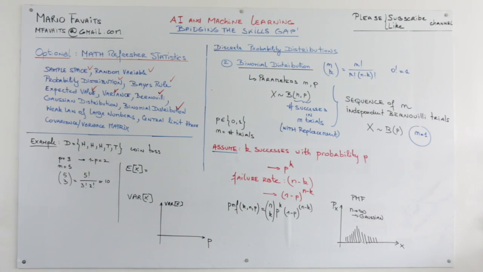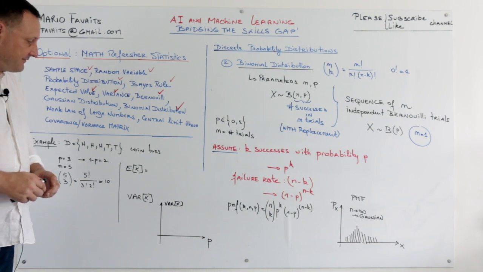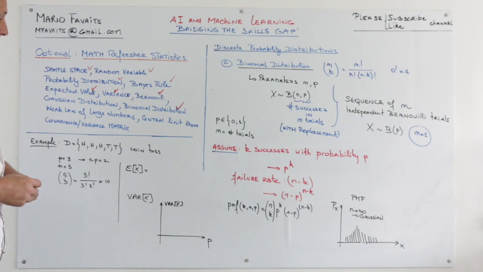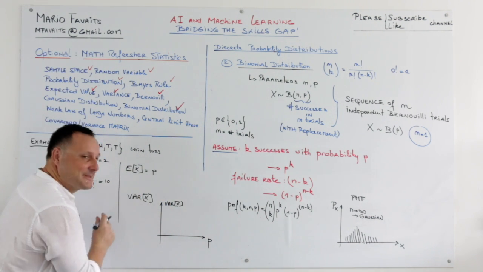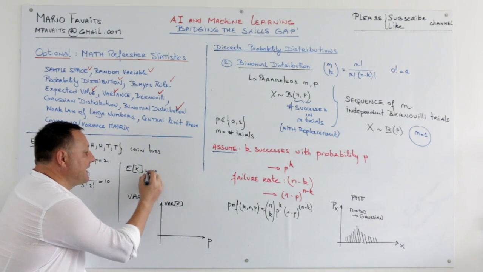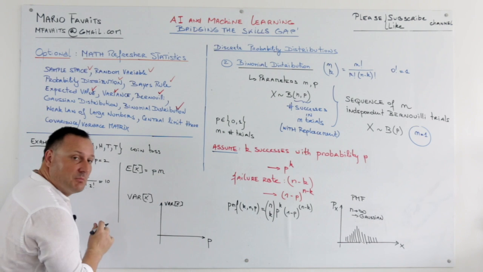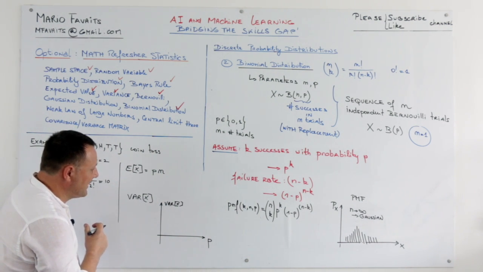But before we finish, we're going to take a look at what the expected value is, as well as what the variance is. Well, we know that for one Bernoulli trial, the expected value was p. Now we have n Bernoulli trials, so we multiply by n. So it's quite simple.